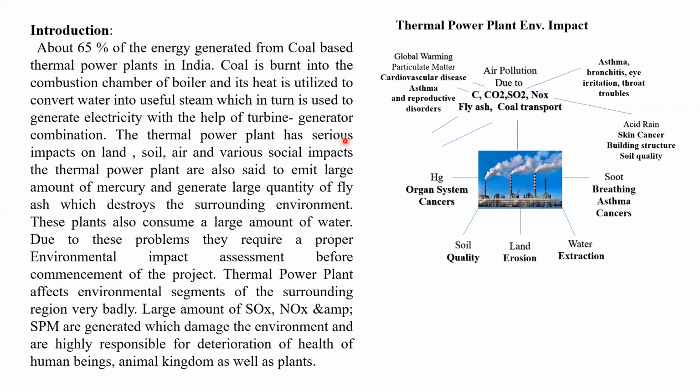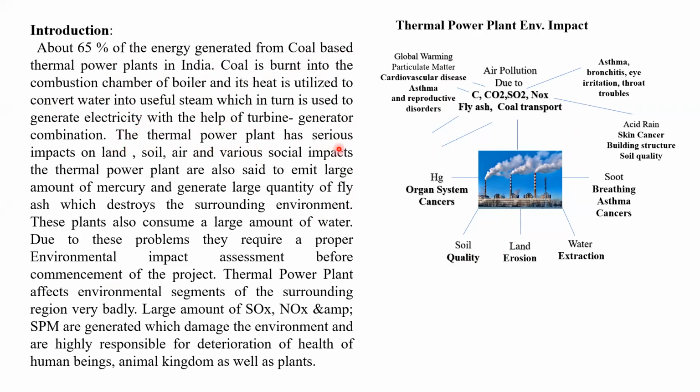In a thermal power plant, the main fuel is coal, and 65% of electricity is generated from coal-based power plants. Coal is burnt in the furnace of the boiler combustion chamber, and its heat converts water into useful steam, which in turn is used to generate electricity with the help of a turbine generator combination.